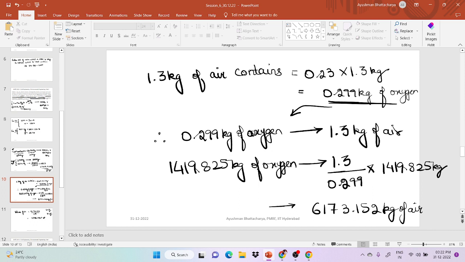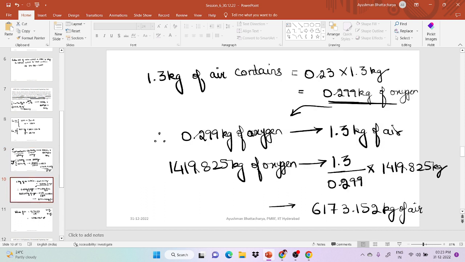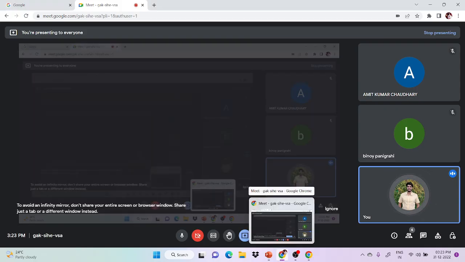When we know this, from the total mass we got in the earlier slide, we can find how much quantity of air contains this much oxygen. This is the total quantity of air. But the question is asking for volume, so using the density we calculate the volume of air. This is the final volume of the air. I hope this is clear.